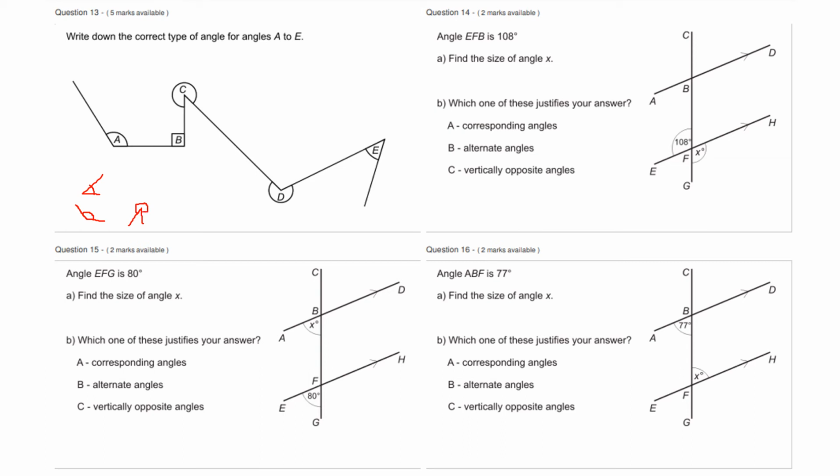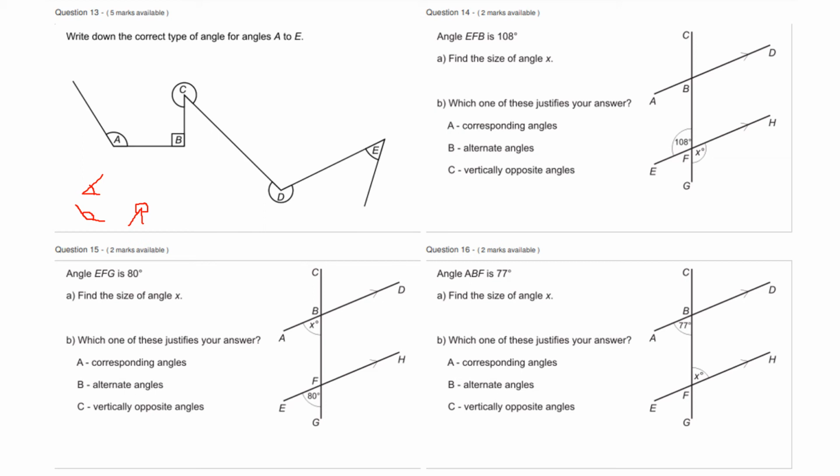Question 14, find the size of angle X. So these are those rules you have to just learn, unfortunately. So the clue I'd give you in this one is that X is opposite to 108, okay? And opposite angles are equal to each other. So that's my clue there.